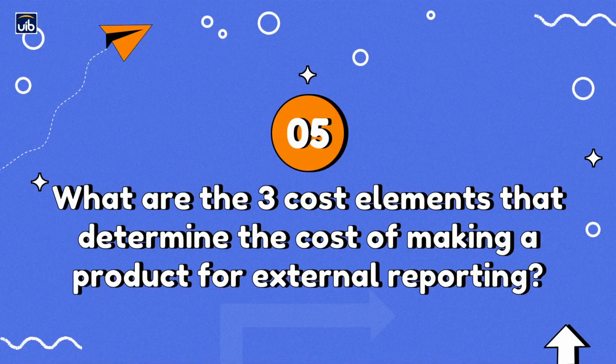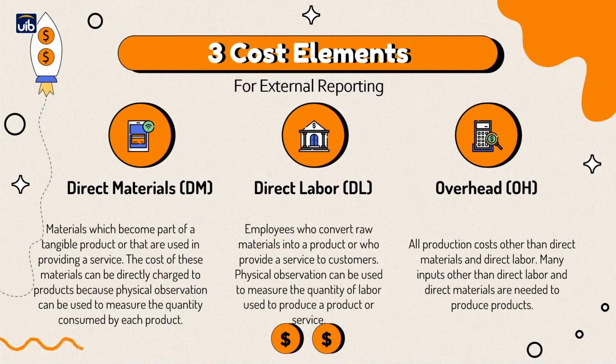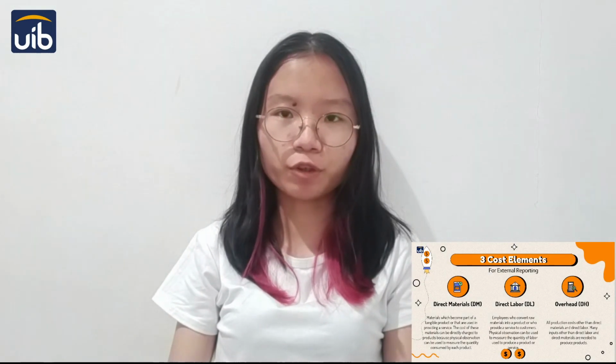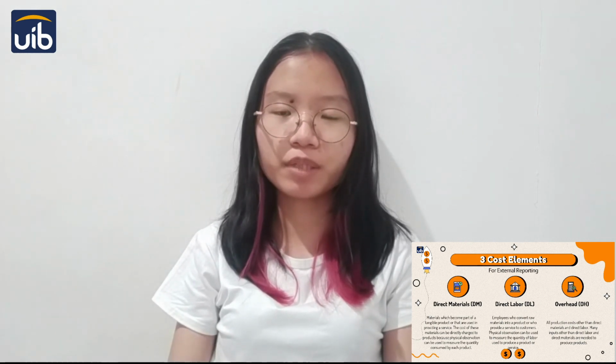What are the three cost elements that determine the cost of making a product for external financial reporting? For external financial reporting, there are three cost elements to be assigned to the products. The first one, direct materials. Direct materials are those materials which become part of a tangible product or things which are used in providing a service. The cost of the materials is directly traceable to the good or service being produced.